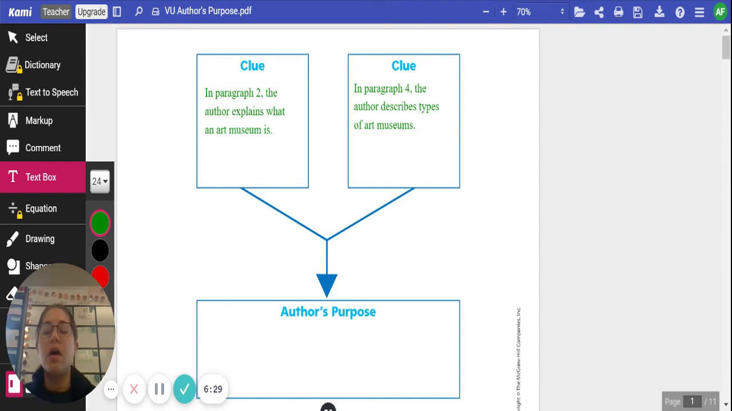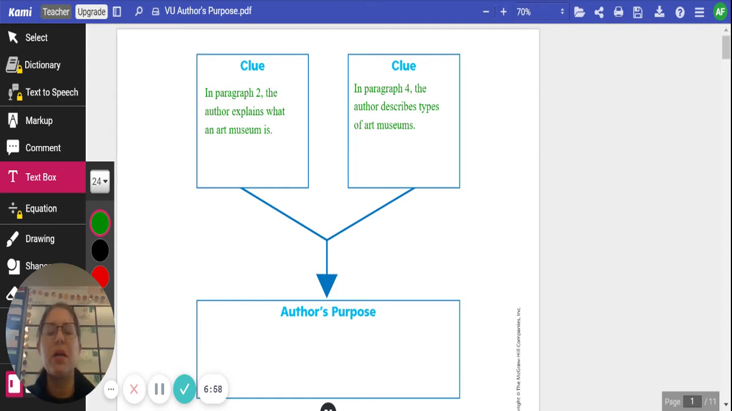So looking at our 2 clues, let's think about what our author's purpose would be. We know we have the purpose to inform or to tell us about something, the purpose to persuade or try to get us to do something, and the purpose to entertain or just tell us a good story. When I think about the text, if we think about inform, is the author telling us about an art museum? Yes, right? And we look at our clues, they are explaining what an art museum is, and they are describing types of art museums. So it could be inform.